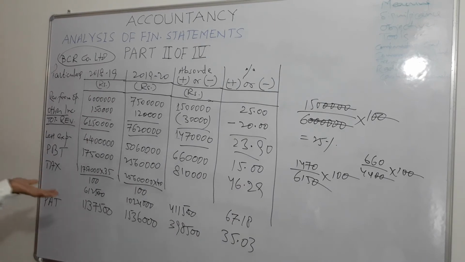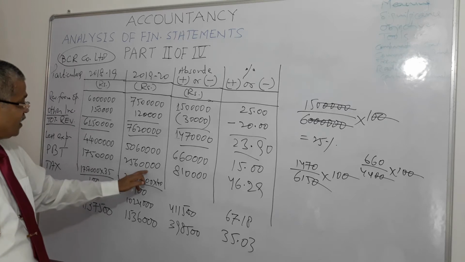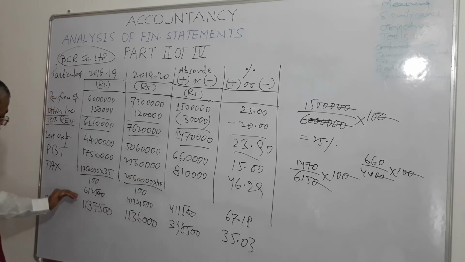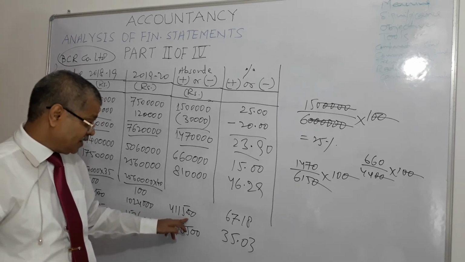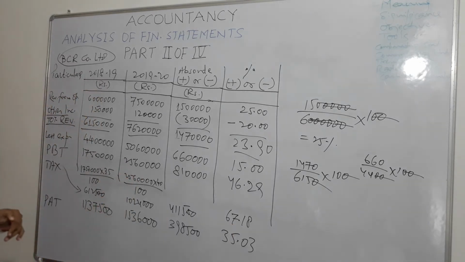Then we calculate tax on profit before tax. First year it is 35%. So 35% of 17,50,000 is 6,12,500, and 40% of 25,60,000 is 10,24,000. So taxes have increased from 6,12,500 to 10,24,000, which means an absolute increase of 4,11,500, which comes to a percentage increase of 67.18%.